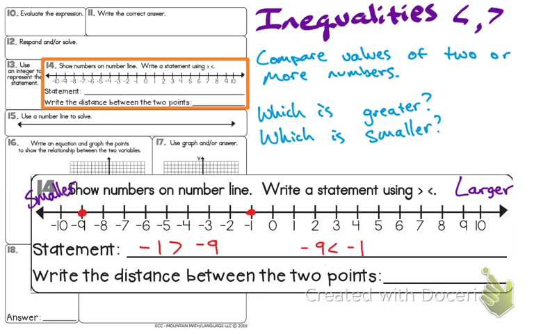To find the distance between our 2 points, all we have to do is count how many spaces are between those, and we'll see that we have 8 spaces between. The key to any inequalities is using our number line and remembering that our numbers on the right-hand side are always the larger number, and the number on the left-hand side is always the smaller number.